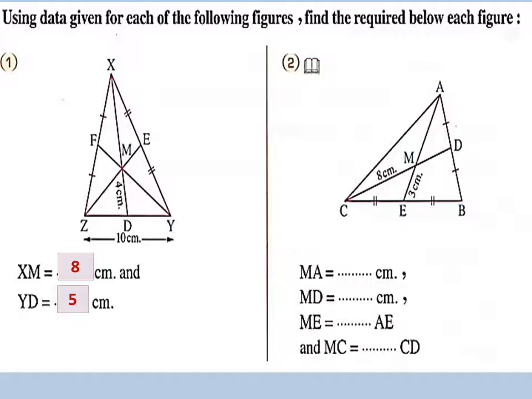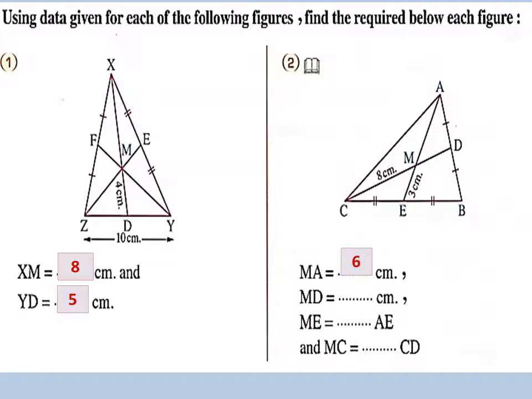In number 2, the triangle is ABC. M is the point of concurrence of medians. ME equals 3. CM equals 8. Find MA, MD, ME, MC. First, MA is a part from the vertex. So, excellent, it is twice the part from the base. So MA will equal 6.